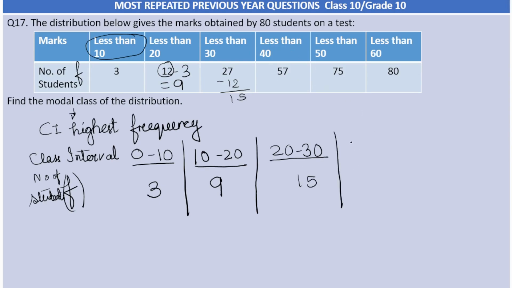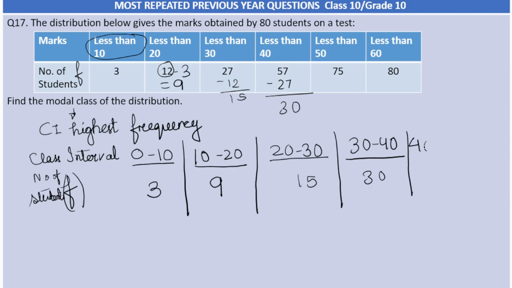Less than 40, that will be again 57 minus this 27. 27 students have scored less than 30. Here we are trying to find between 30 to 40. So these 27 students who have scored less than 30 need to be removed from this frequency. 57 minus 27 will be 30, and I will write here 30.